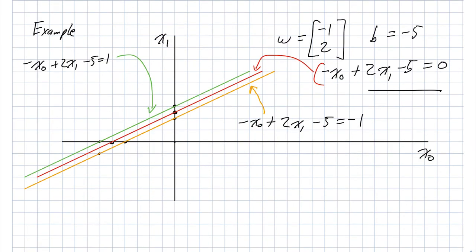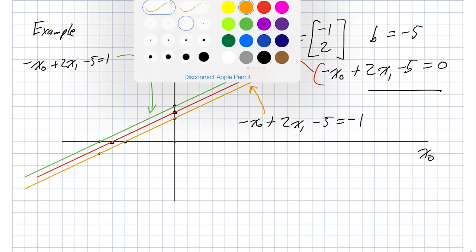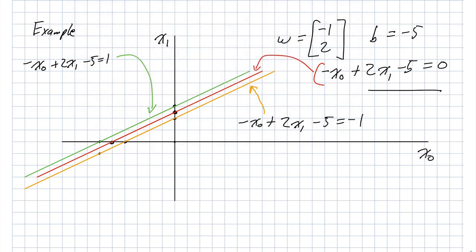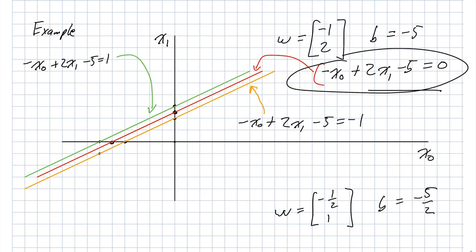All right, so next what I'd like to do is a small transformation here. Let's imagine changing our parameters. So I'm going to set up our parameters. I'm going to choose them such that they're exactly half of what we had before. So now we have 1/2 and 1 for W, and our B is equal to -5/2. So when we do this, what happens to our decision surface here?